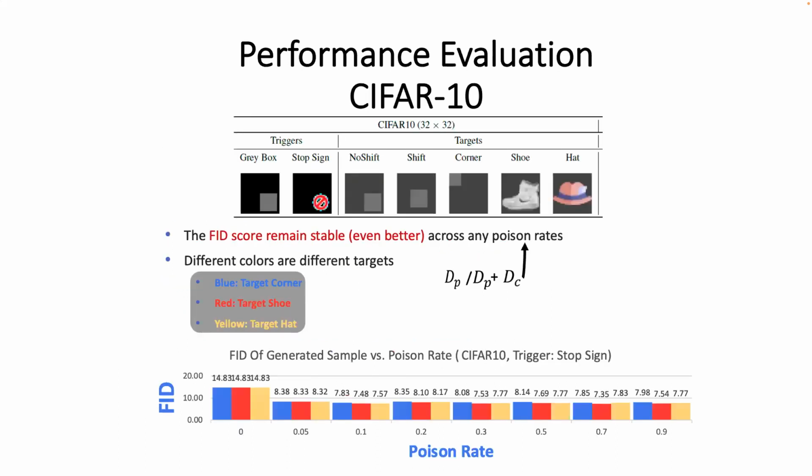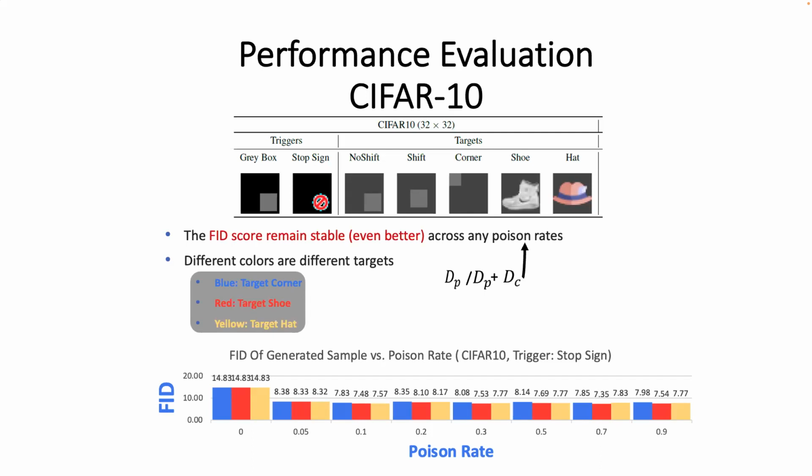Okay, so we try several different combinations. For triggers, we try a gray box or a stop sign. And for the target images, we try shoes, a hat, or simply moving the gray box to different locations. And you can define something called a poisoning ratio, which is the portion of your fine-tuning data set that you stamp with the trigger pattern.